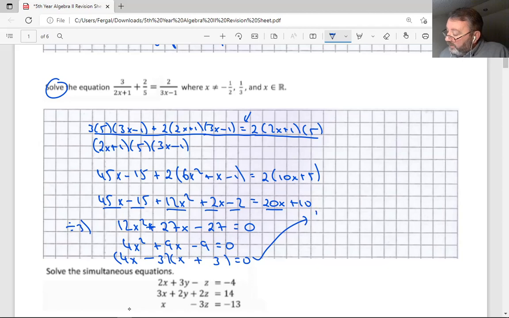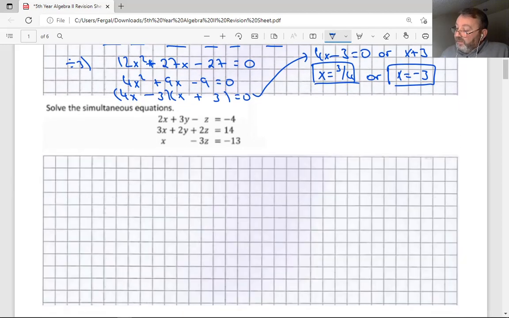So straight away, 4x minus 3 equals 0, or x plus 3 equals 0. So you just set the factors equal to 0, and then you solve. X is equal to 3 over 4, or x is equal to minus 3. That's it. Okay, so there's your two answers for x.